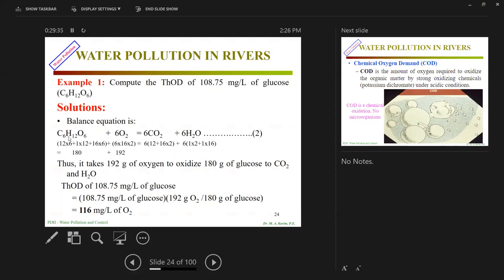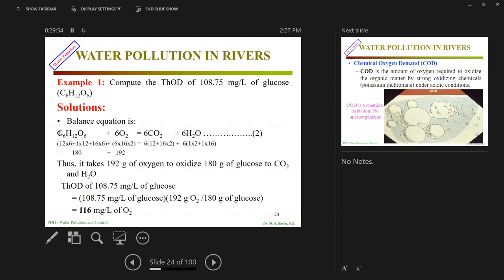So these are the chemical equations, right? This is glucose plus oxygen, becoming 6 carbon dioxide and 6 water. So what I did over here, I did the molecular weight. I took the atomic weight for carbon as 12. I have 6 carbons, so 12 times 6 would be 72.